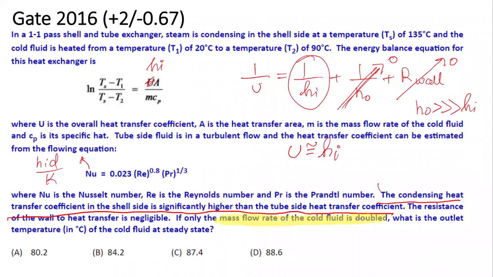The velocity changes, right? So when velocity changes, Reynolds number will change, Prandtl number will be constant. This is a constant, so the diameter and K are also constant. So I can now write H as some constant C times Reynolds number to the power 0.8, and I will try to incorporate it over here.